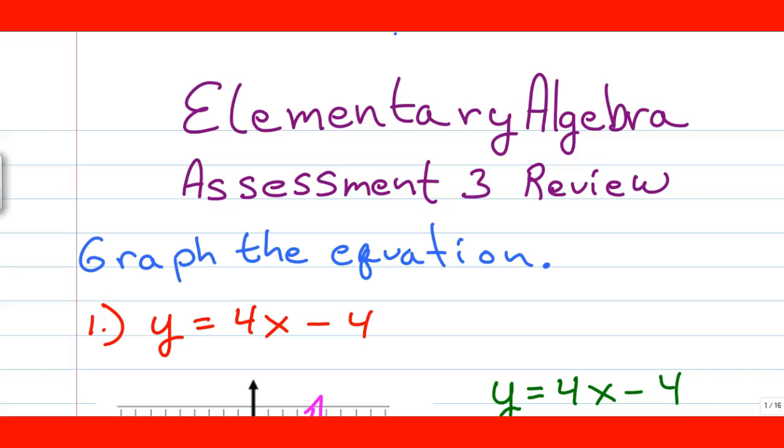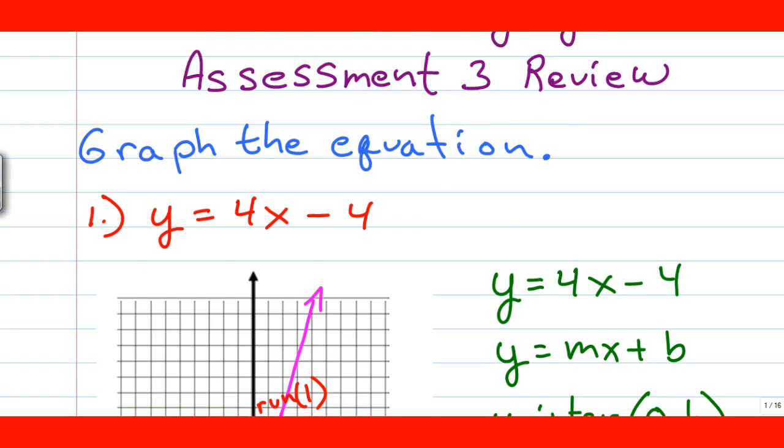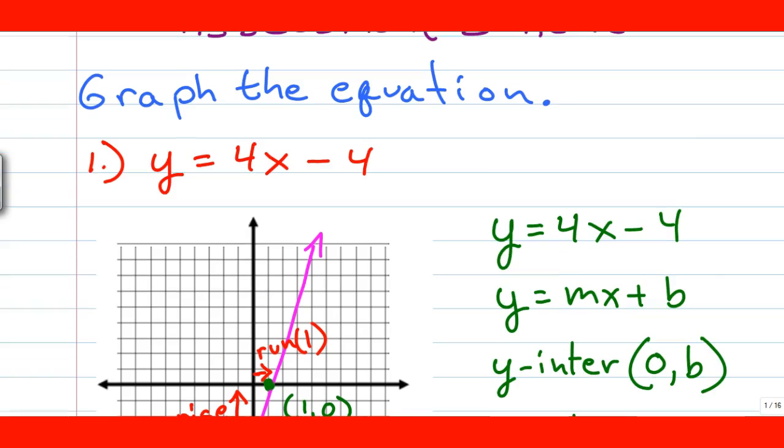Elementary Algebra, Assessment 3, Review, questions 1 through 5. For question 1, the instructions read, graph the equation. We're not giving any specific instructions on how to graph, just to graph. This means that you can make the choice on which of the three methods we learned to use to graph the equation below. I have here in question 1, y equals 4x minus 4.